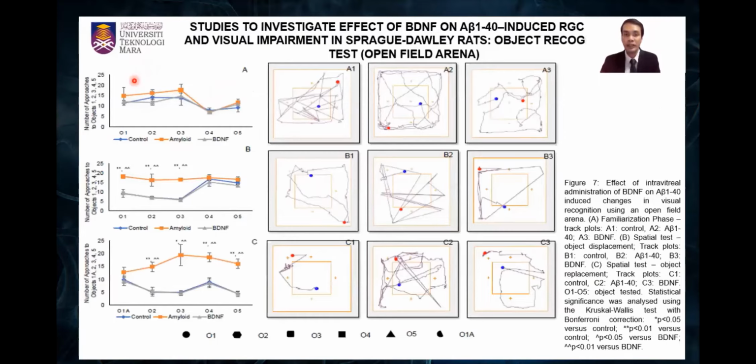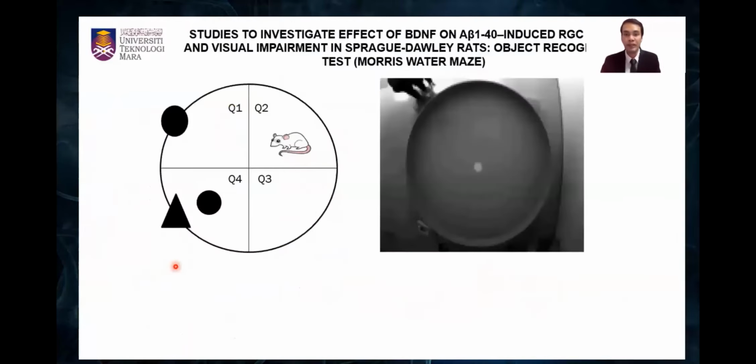However, the condition changed when object 4 and object 5 were displaced from their original locations, and it caused the amyloid beta 140 group to show a significantly higher number of approaches to objects 1, 2, and 3 as compared to the other groups. And when we replaced object 1 with object 1A, amyloid beta 140 showed a significantly higher number of approaches to objects 2, 3, 4, and 5.